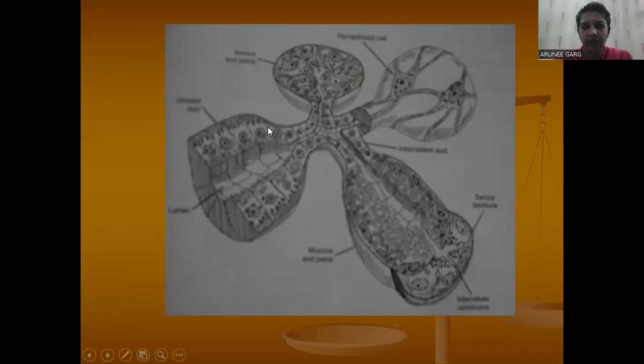The picture is not clear, but these are the serous cells. You can see the pyramidal shape of the cells. And the mucous cells are lined by demilunes. These are the myoepithelial cells, which surround the end piece.